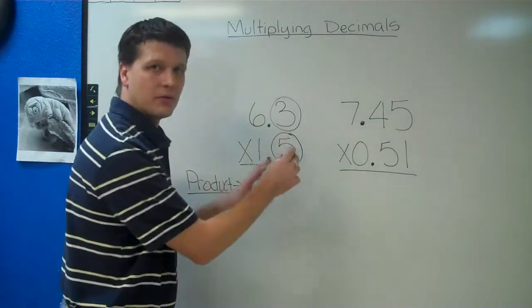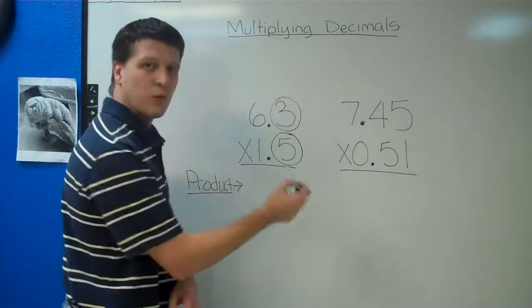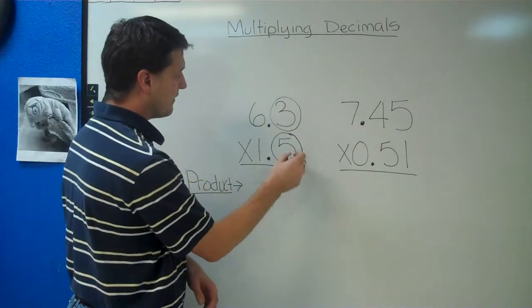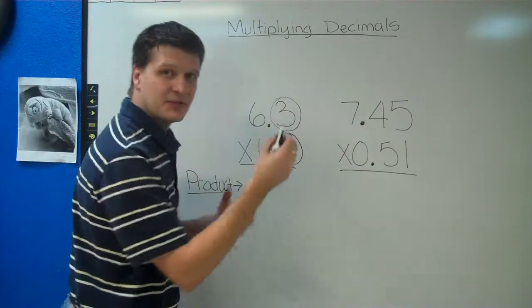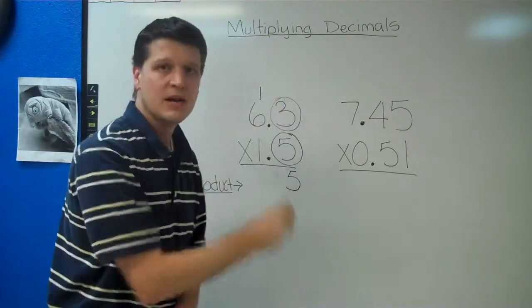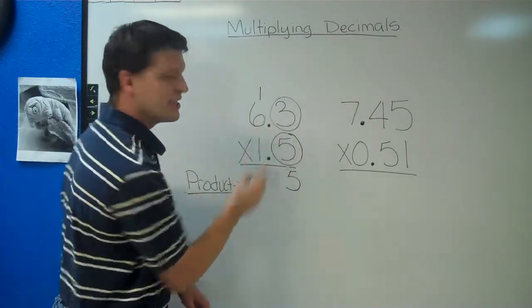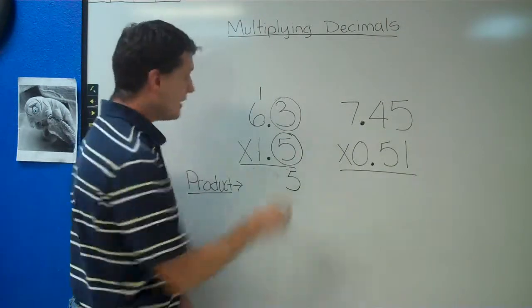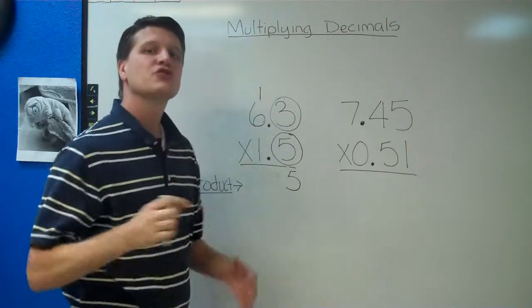Now let's go ahead and get started, okay? Now let's look at our problem. We've got 6.3 times 1.5. Now we're going to multiply 5 times 3, and it's going to give us 15. So we're going to drop our 5 down here, and we're going to carry our 1. And then we're going to do 5 times 6, that's 30. But then we want to add that 1, okay? And it's going to give us 31.